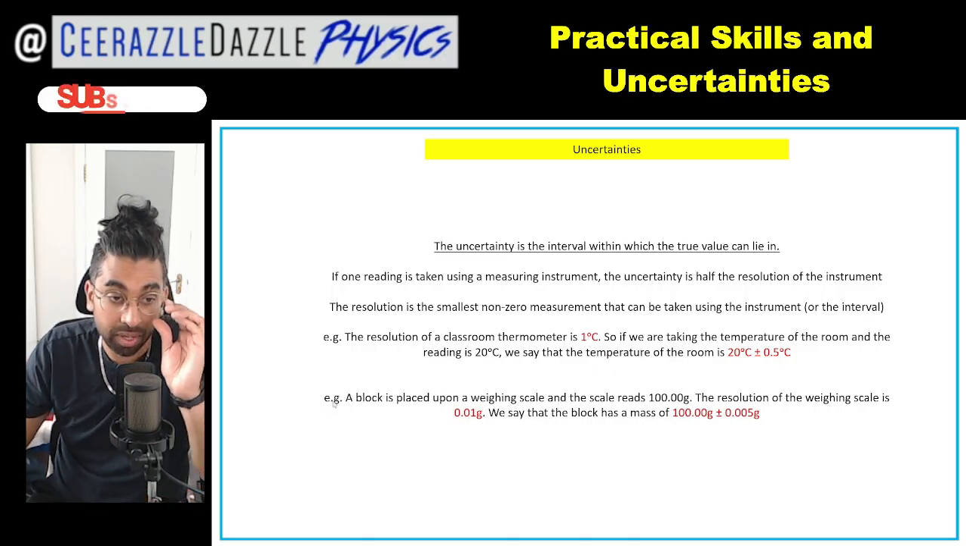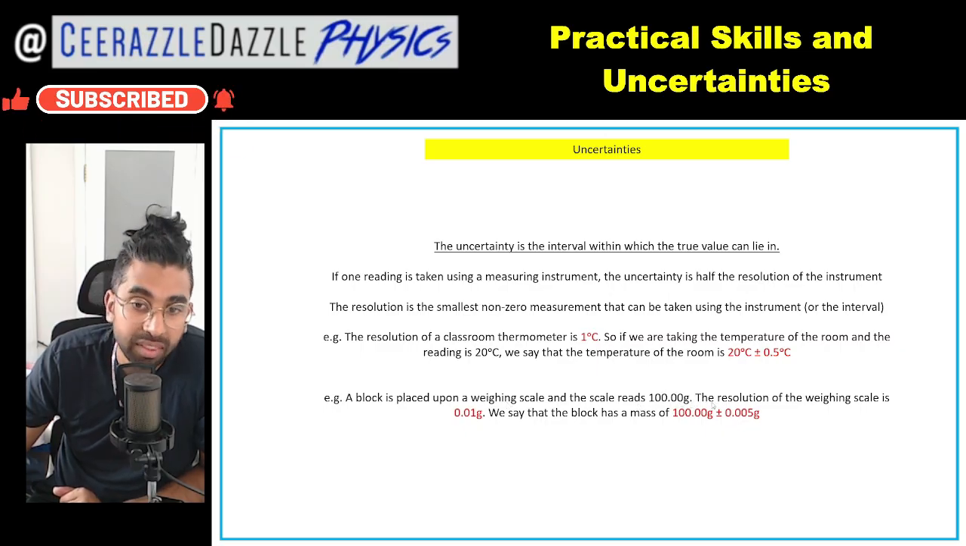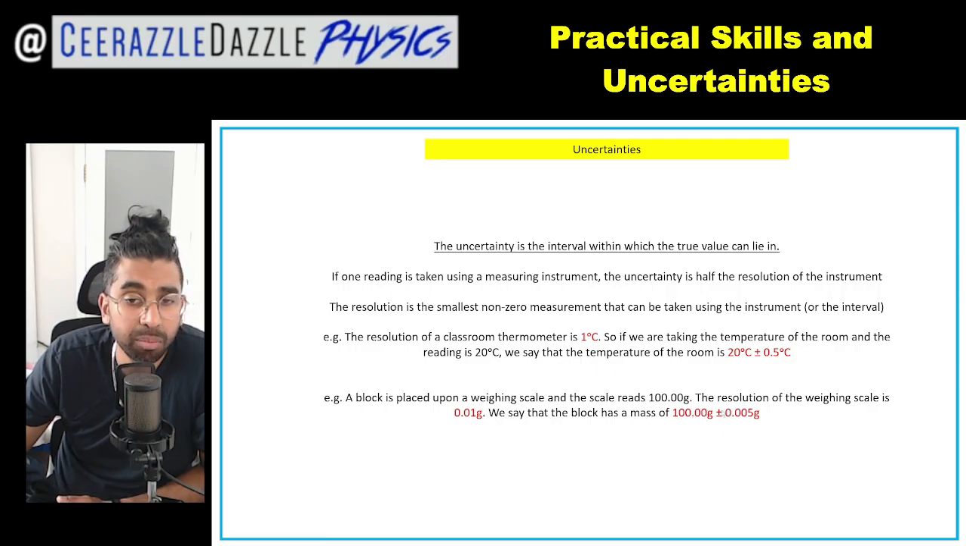Another example. A block is placed upon a weighing scale and the scale reads 100.00 grams. The resolution of the weighing scale, what is the smallest thing it can measure? Well, it'd be 0.01. And therefore, we can say that the block has a mass of 100.00 plus or minus, don't forget I have to halve it, 0.005 grams.